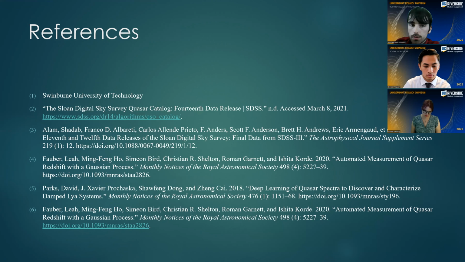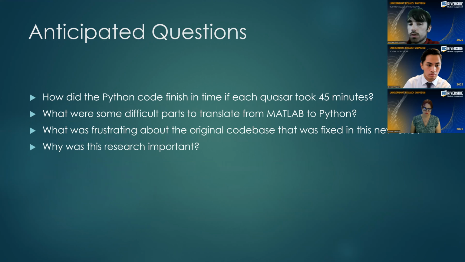So here are my references, and some anticipated questions. How did the Python code finish in time if each quasar took 45 minutes? I split up the 1,589 quasars into 16 jobs that ran at the same time, which means that 16 quasars were being processed at the same time, which reduced the time to about 5 days for the 1,589 quasars, compared to the MATLAB, which took 11 days for the full version.